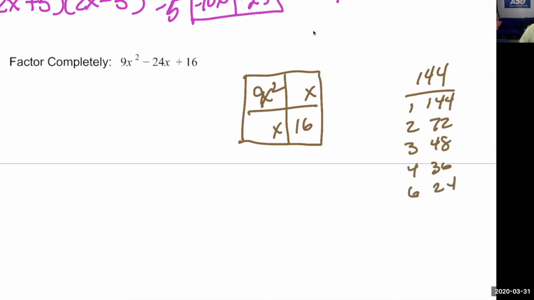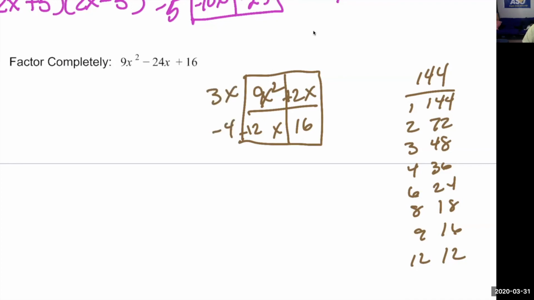6 and 24, 8 and 18, 9 and 16. And there should be one more. 12, yeah, 12 and 12. Okay, and that's the one that's going to work. 12 and 12 gives us 24, so it's 12x and 12x, except they both have to be negative. So now if I factor out the top, 9x squared and negative 12x is 3x. Negative 12x and 16 is negative 4.